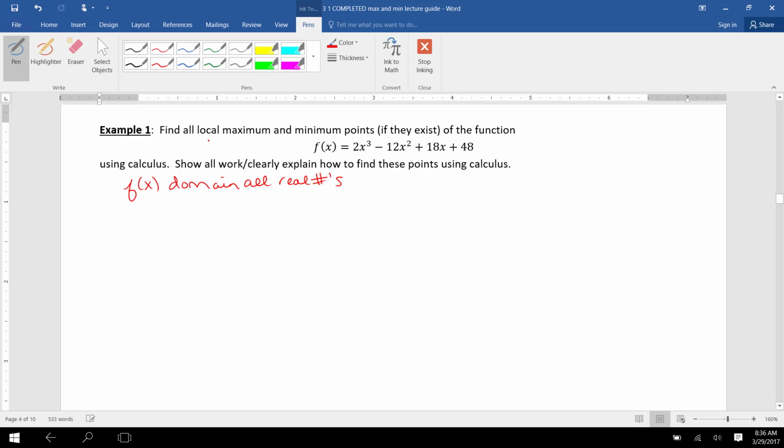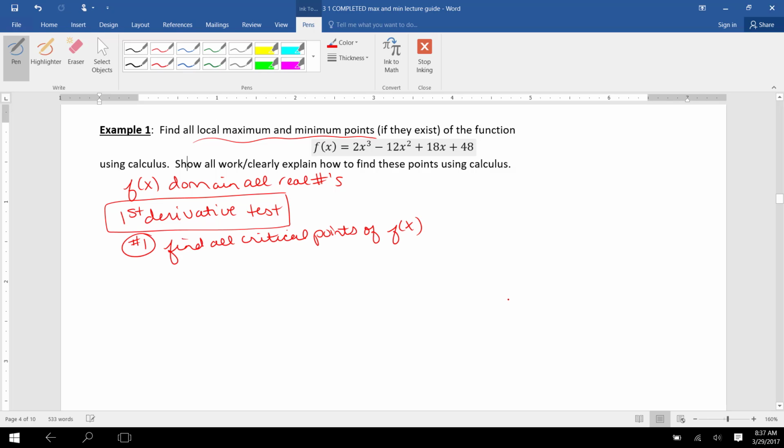Next, we're asked to find local minimum and local maximum points. So we're going to use the first derivative test. The first step of the first derivative test is to find all critical points. Recall, a critical point of f of x is a point on the graph where f prime of x is 0 or where f prime of x is undefined.